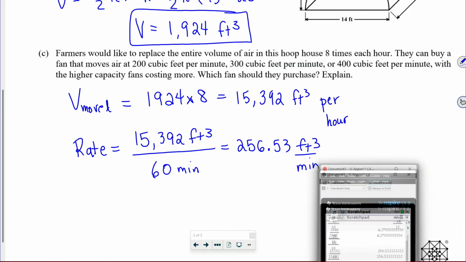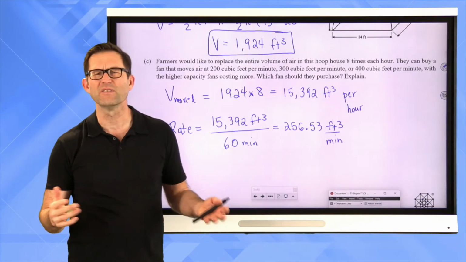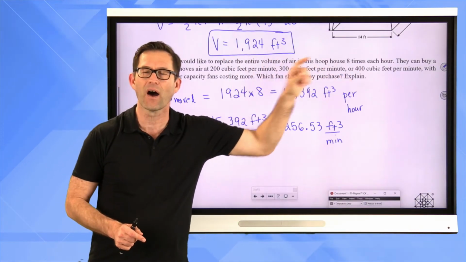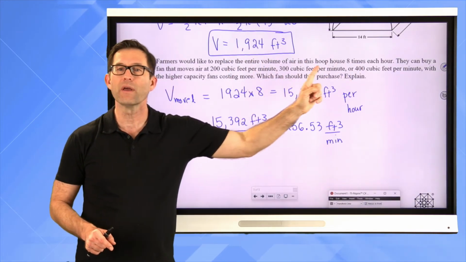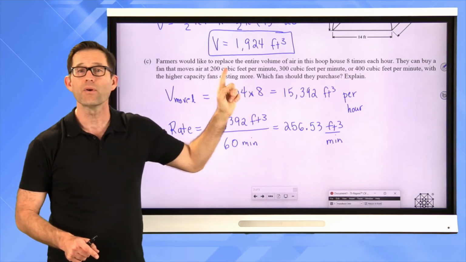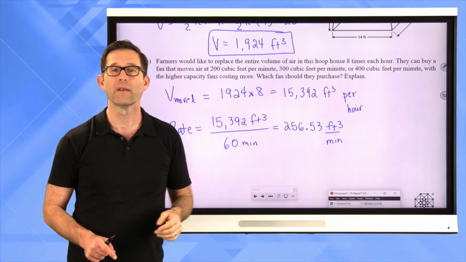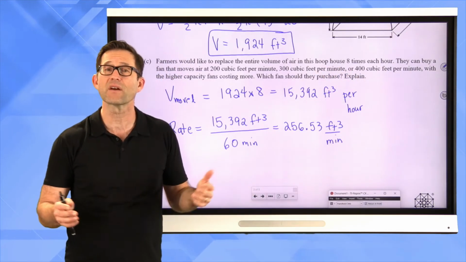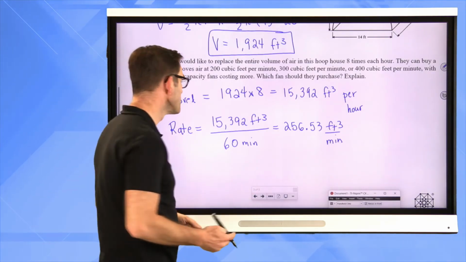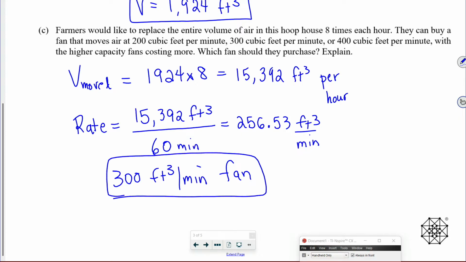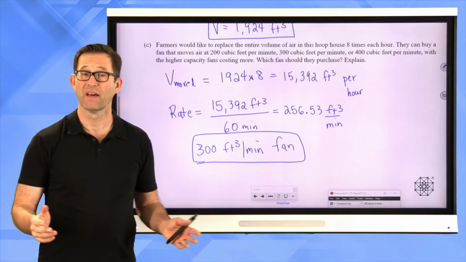All right, so I've got to move 256 or 257 cubic feet of air each minute in order to move all of this volume 8 times each hour. So I'm going to go with the 300 cubic foot per minute fan. The 200 cubic foot per minute fan isn't going to be high enough, and the 400 cubic foot per minute fan is going to be more than enough, but it's going to cost more than I need to spend, right? So the suggestion is the 300 cubic foot per minute fan. That's the one that we want. All right, and that's that.